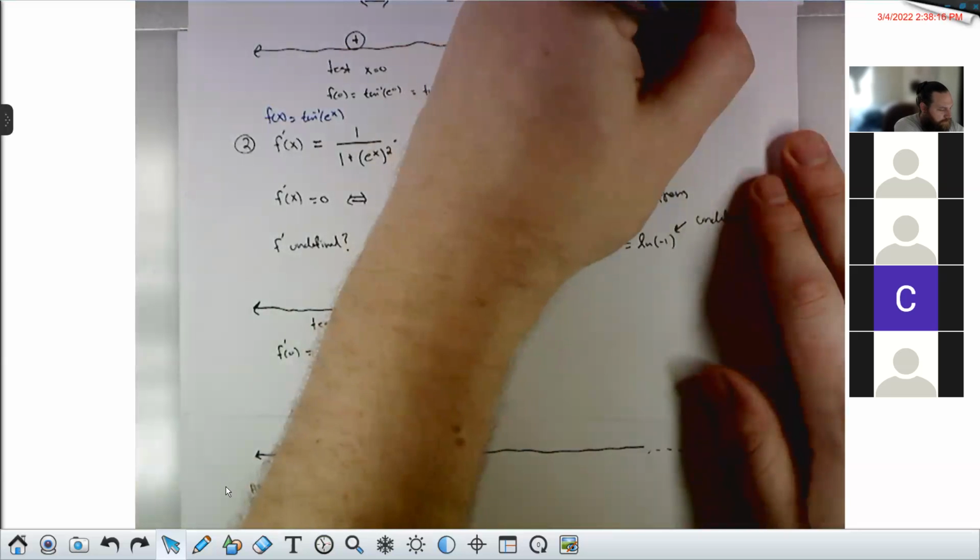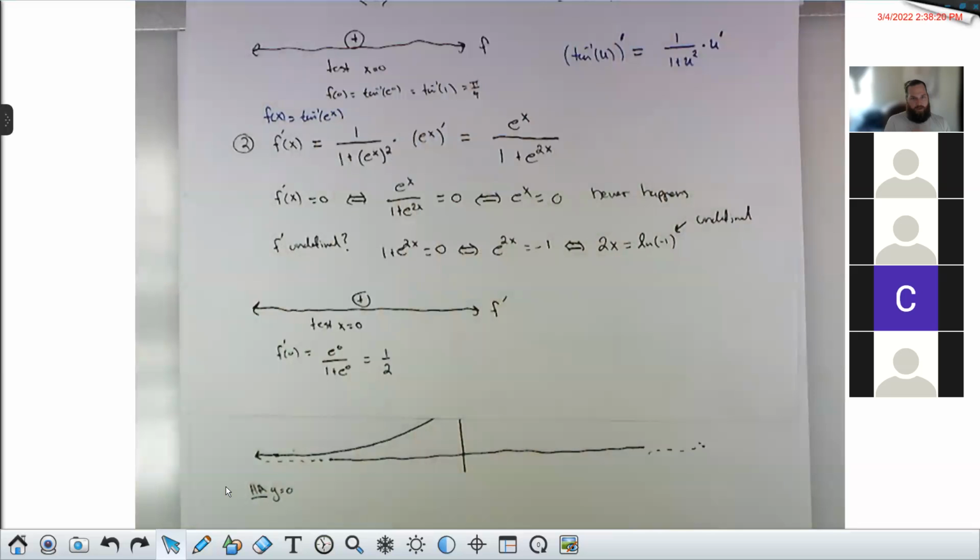And then if u is a function of x, then we need the chain rule. We have to multiply by the derivative of the inside. So it's 1 over 1 plus the inside squared times the derivative of the inside. So here we had the inverse tangent of e to the x. So that's 1 over 1 plus the inside, e to the x squared. And then by the chain rule, we multiply by the derivative of the inside.